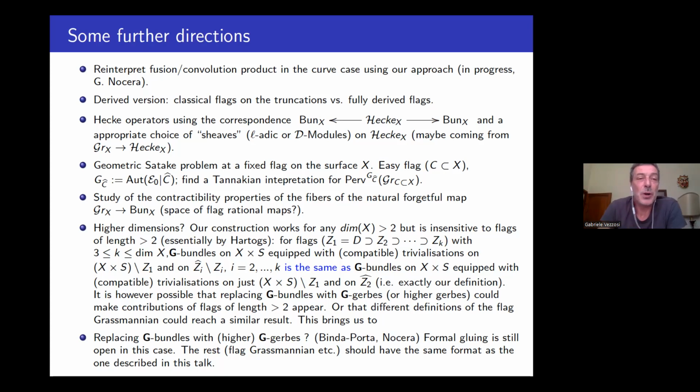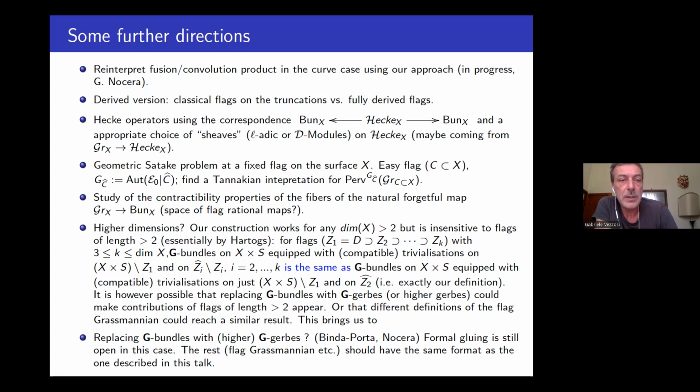But this is super formal, in the sense that we can do it, but one of the key points of geometric Langlands for curves is that the choice of these kernels is important. It comes, for example, from geometric Satake, and so yes, it's just something we can do. But the real point is how to choose these sheaves in a meaningful and moreover interesting way. I already mentioned the geometric Satake problem at a fixed flag, so I will skip it.